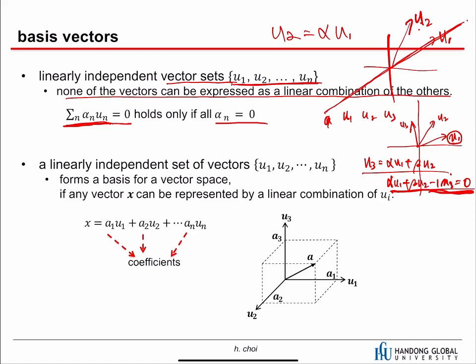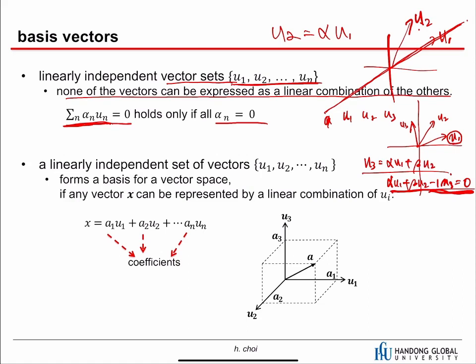So in two-dimensional space, if we have 3 vectors, they cannot be linearly independent. There is no way. Okay. If we have 10 vectors in a 9-dimensional space, then they cannot be linearly independent. So again, if we have n-dimensional space, then at most we can have n linearly independent vectors. If we have a linearly independent vector set, then the cardinality of the set should be n.